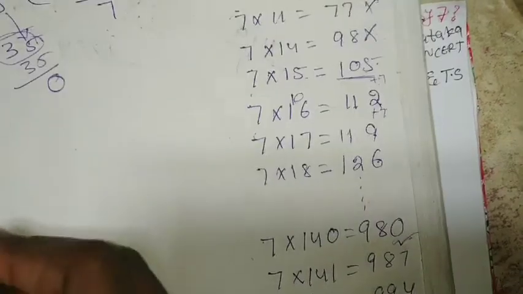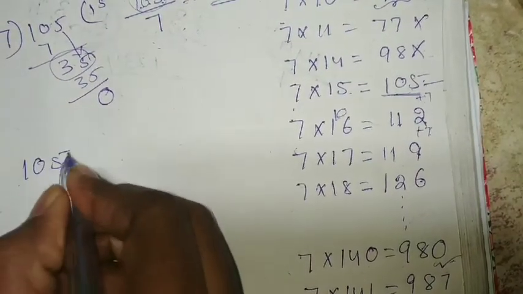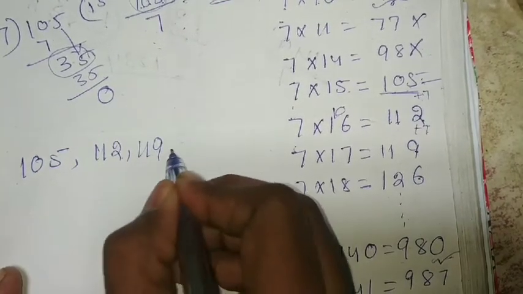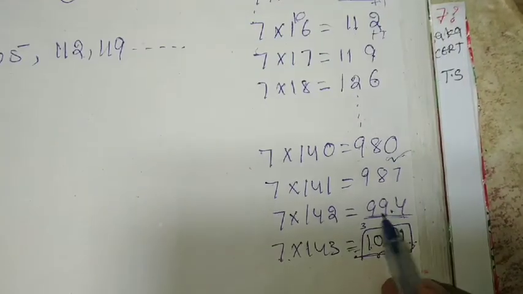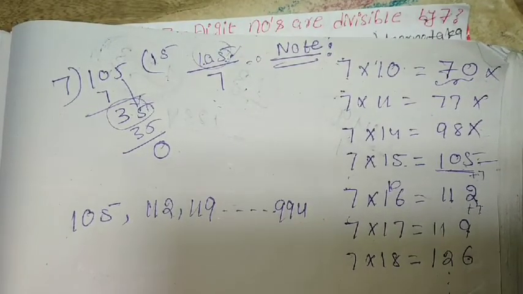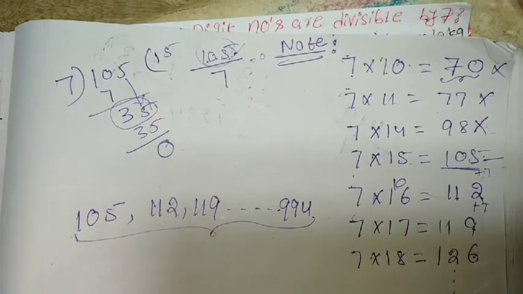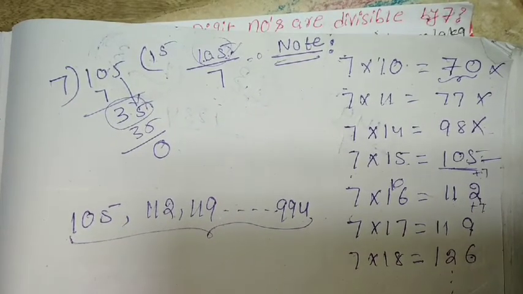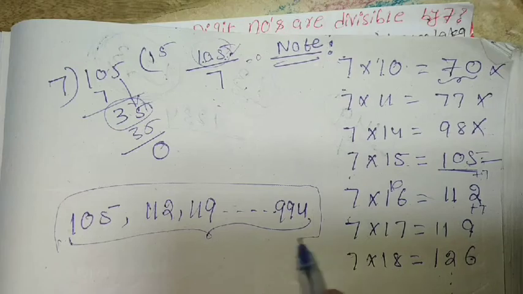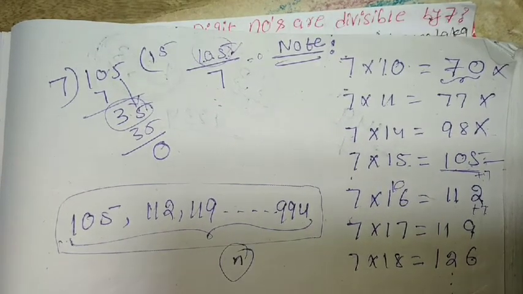Okay. How can you write here? What is the first term here? 105 is the first term, comma 112, comma 119, up to what? 994. Up to 994. Now you have to find how many terms we have. This is the question. It's very logical. Now you have to find how many terms we have. That means you have to find n, small n.